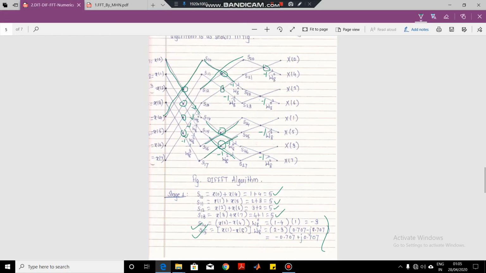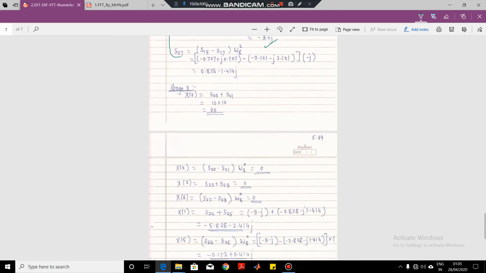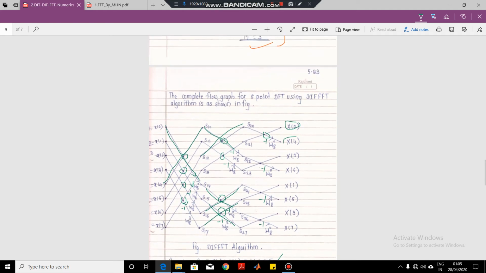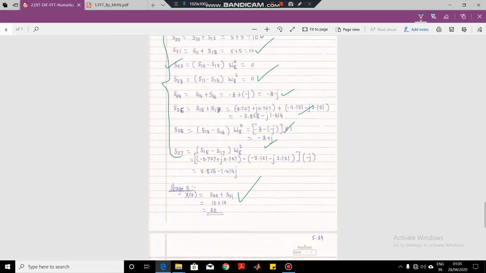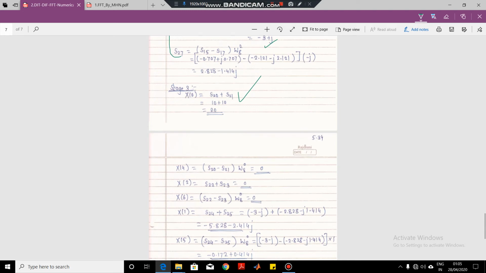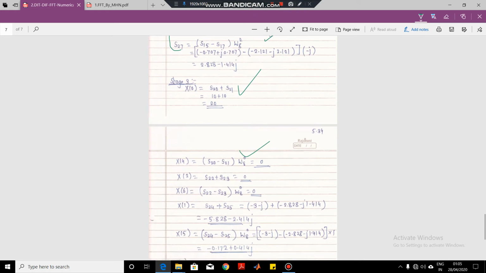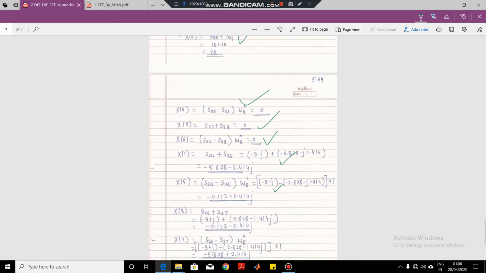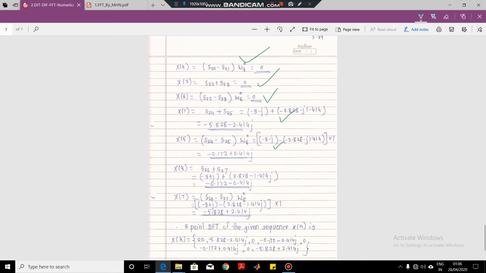Now what will be X of 0? It will simply be s2 of 0 plus s2 of 1. Whatever s2 of 0 plus s2 of 1 is, that is my first output. Similarly, what will be X of 4, the second output? It is s2 of 0 minus s2 of 1, into W at 0. So this is my output. Similarly, for each one you can compute the outputs like this. As the twiddle factor is different here, the calculations increase.